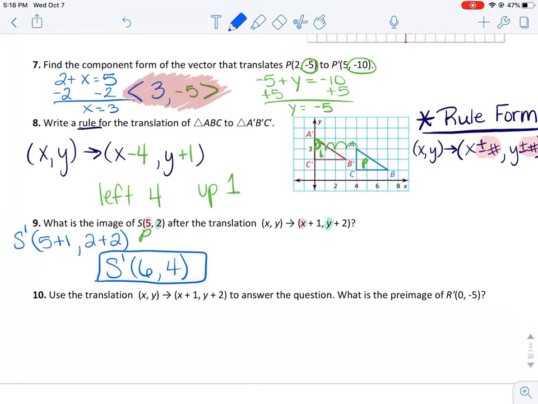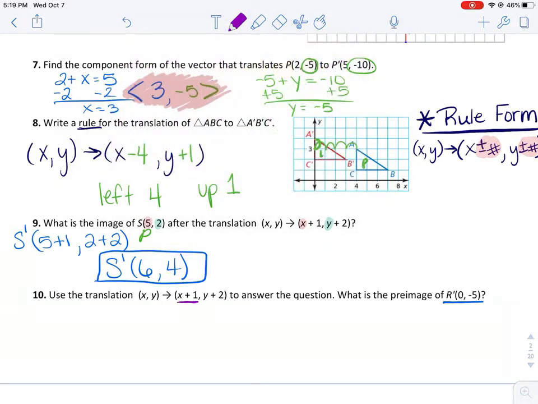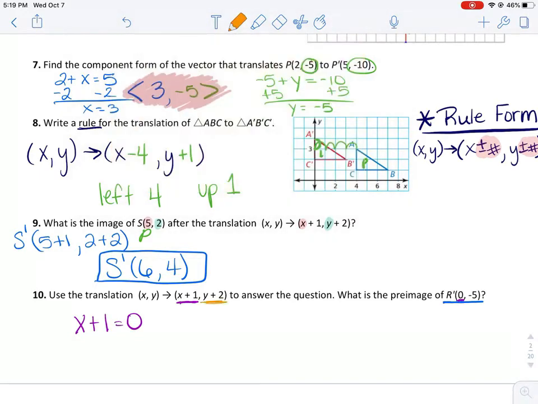It gives us our rule and then asks us to find the pre-image if we already know the image. So here's how I go about doing this. If I know the rule and I know what it gave me, I'm going to set those equal. So x plus 1 equals 0. And when I solve that, I'm going to find out what exactly did I plug in the first place. And then separately, I'll do that for my y's.